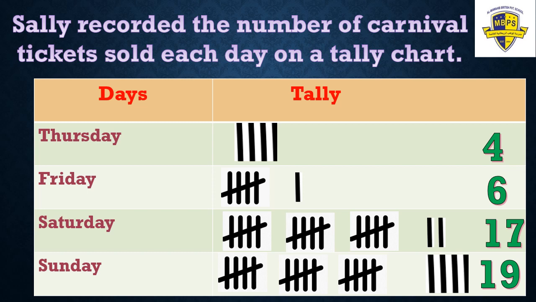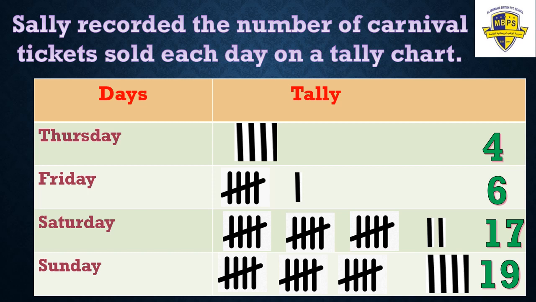Come on students, let's solve this question together. Now, this question says that Sally recorded the number of carnival tickets sold each day on a tally chart. Okay, now we have days of the week and here we have tally. Now which days are there? We have Thursday, Friday, Saturday and Sunday.